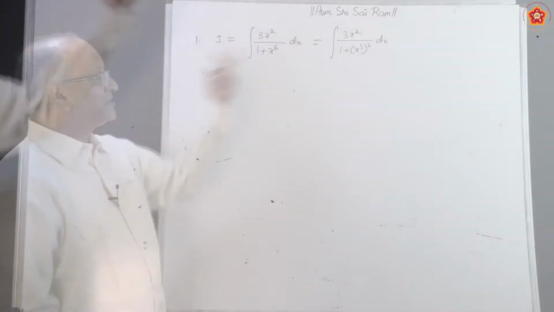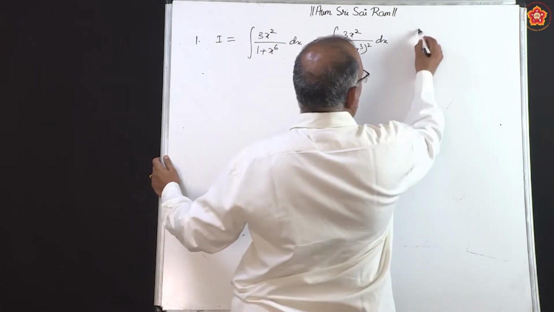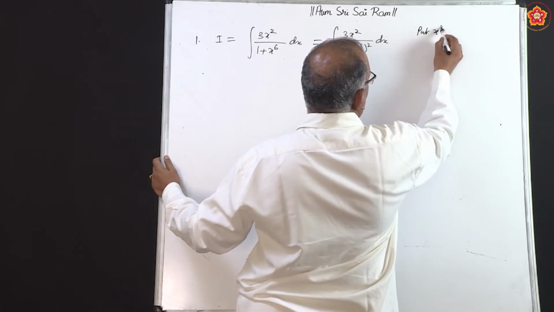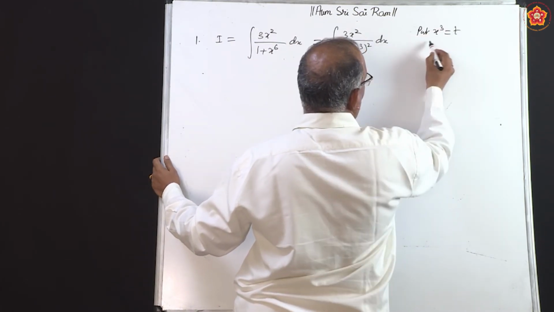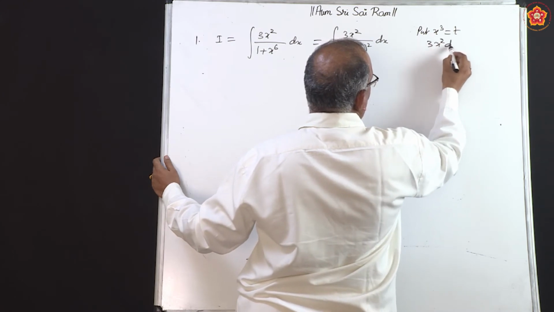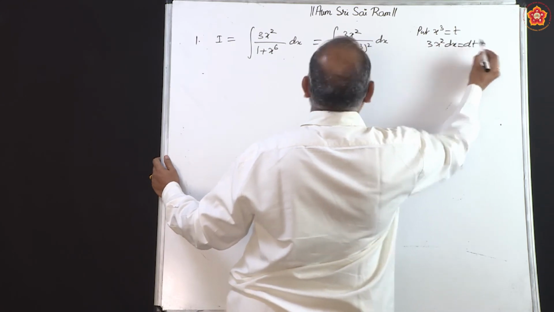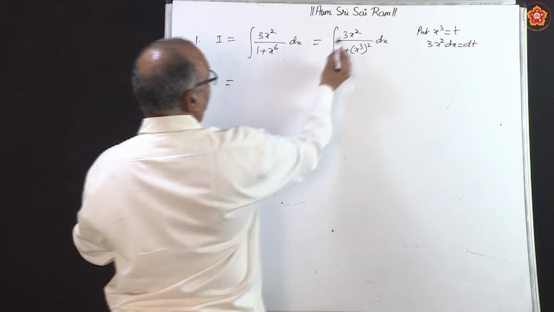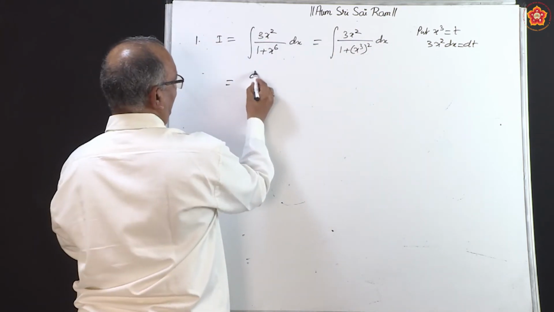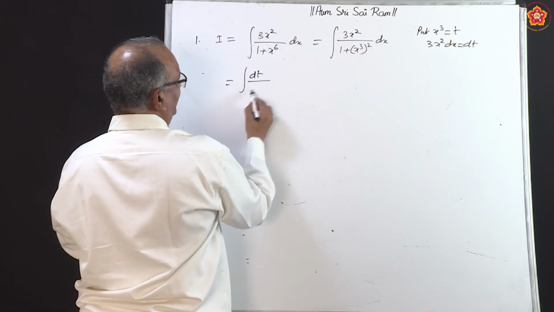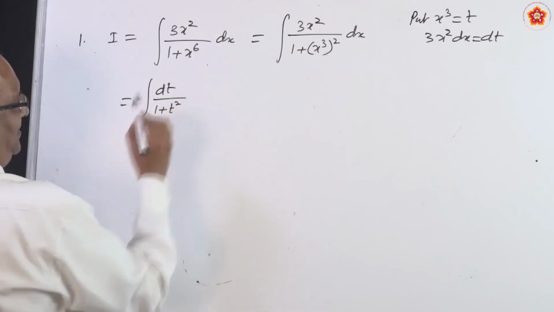Now assume x cube equal to t. Put x cube equal to t. So what you will get? 3x square dx equal to dt. So the integral will become dt by 1 plus t square.